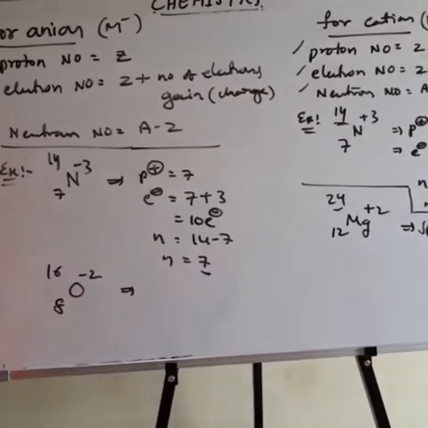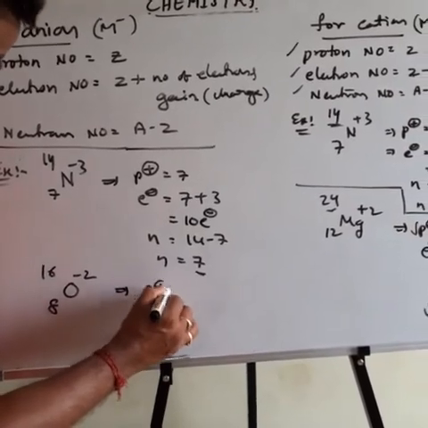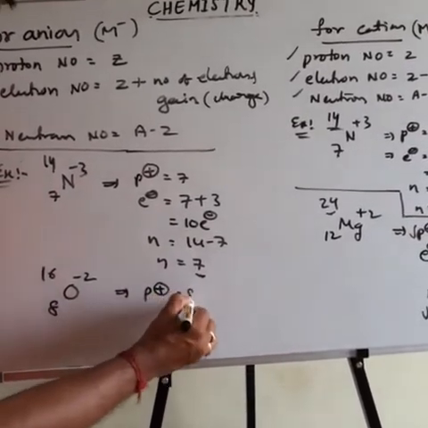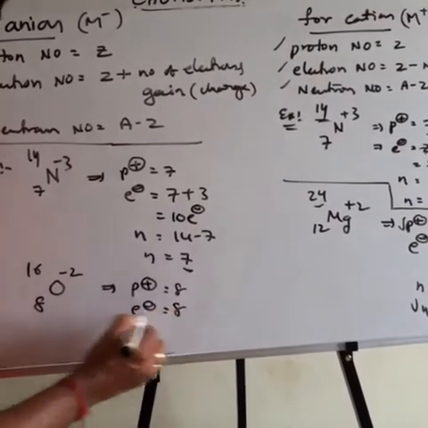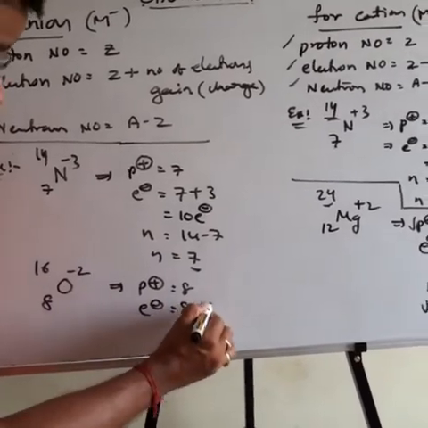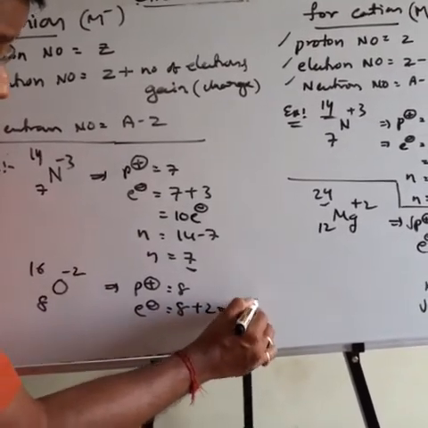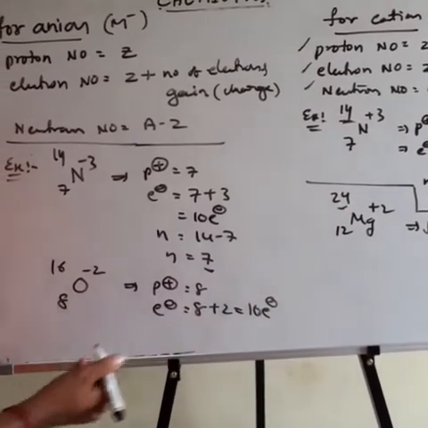Then how many electrons, protons, and neutrons are in the oxide ion? Here the proton number is equal to the atomic number. Atomic number is 8, so 8 protons. Then the electron number is 8 plus how many extra electrons gained? 2 electrons gained. 8 plus 2, 10 electrons total. 8 common electrons, extra 2 electrons gained. 8 plus 2, 10 electrons.